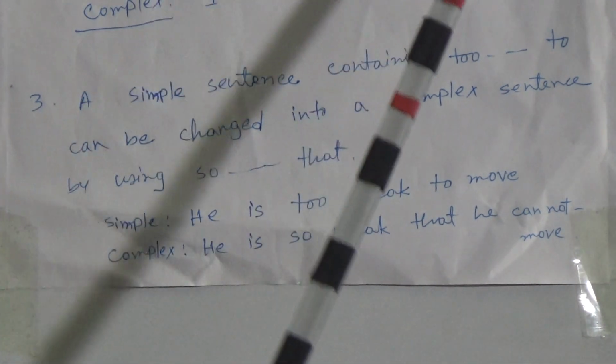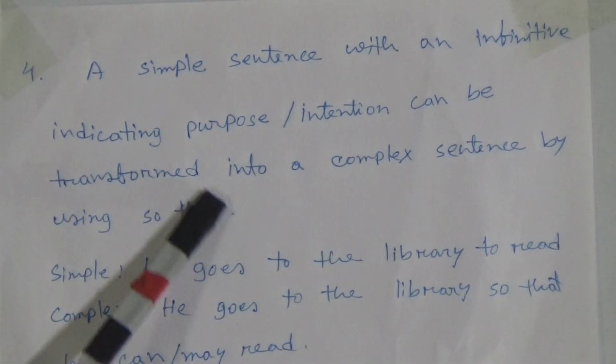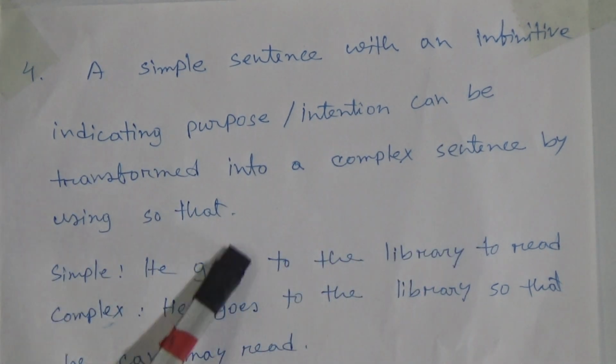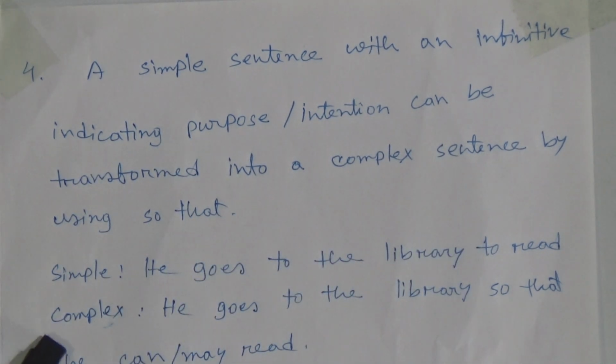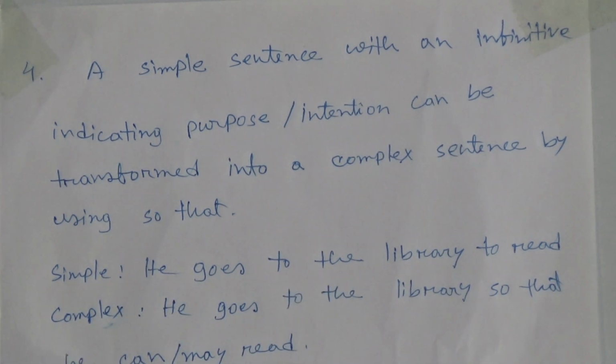Look, our next rule, a simple sentence with an infinitive indicating purpose or intention can be transformed into a complex sentence by using so that, okay. In simple sentence, look here, he goes to the library to read. Here you can transform this in complex sentence like this way. He goes to the library so that he can or may read, okay.